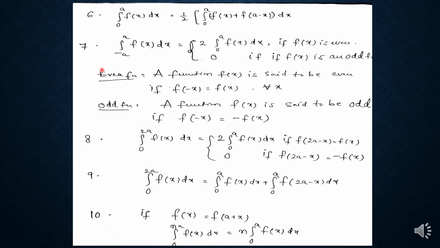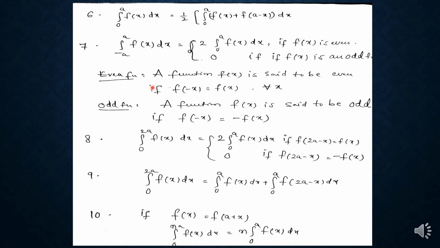Now coming to the seventh property, integral from minus a to a of f(x) dx is equal to 2 times integral from 0 to a of f(x) dx if f(x) is an even function, and integral from minus a to a of f(x) dx is equal to 0 if f(x) is an odd function. Before that, we have to learn what is an even function and what is an odd function.